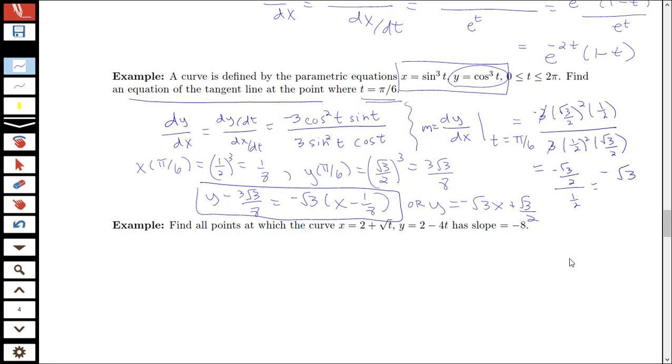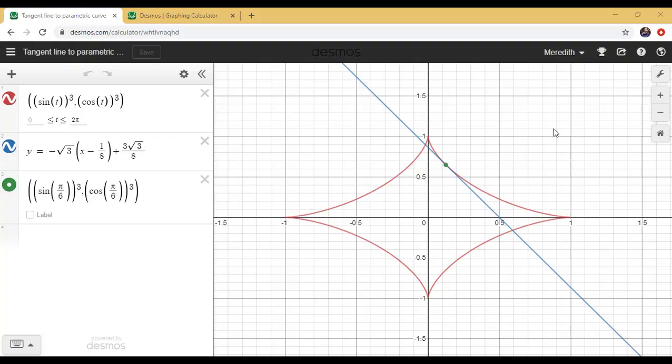Okay, I also wanted to give you a visual to go with this example. Here we can see that this red curve is the graph of the parametric curve we had, where x was sine cubed of t and y was cosine cubed of t. And this blue line is the equation of the tangent line that we found at our point where t is equal to pi/6. So that just gives us a visual for what goes with our problem.